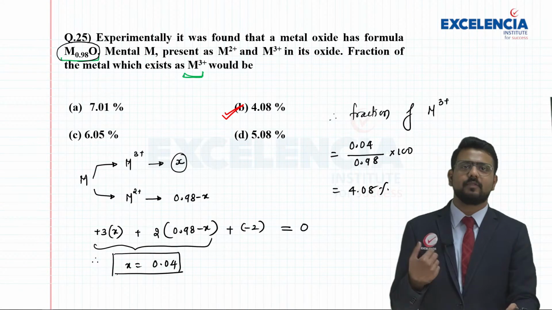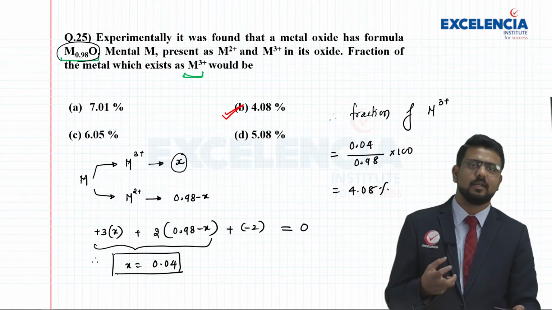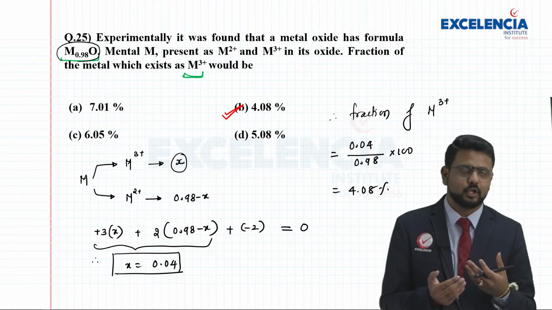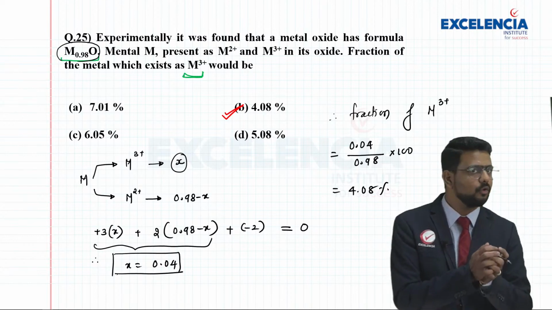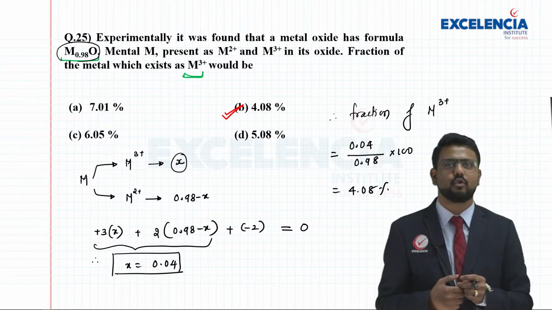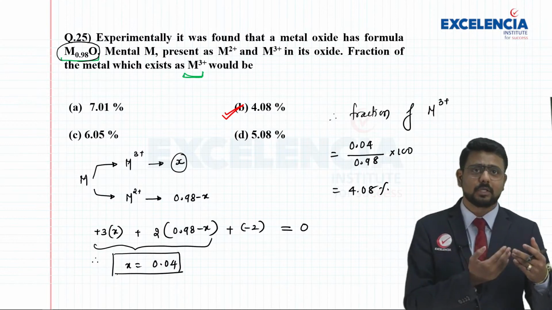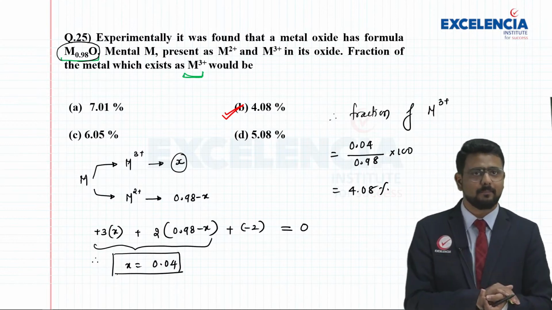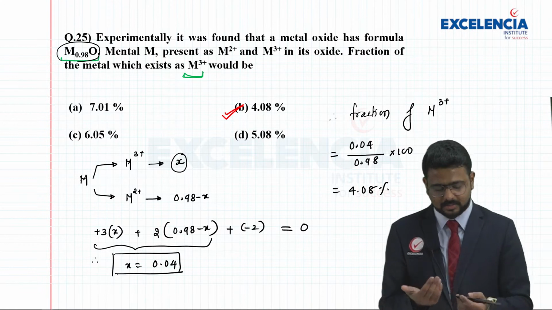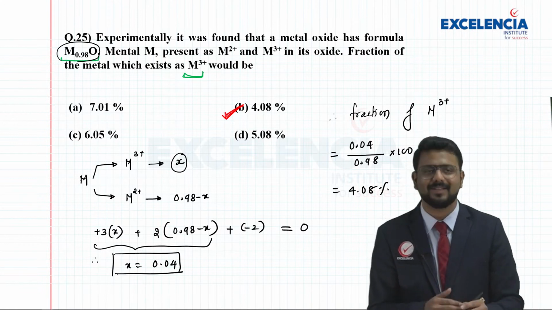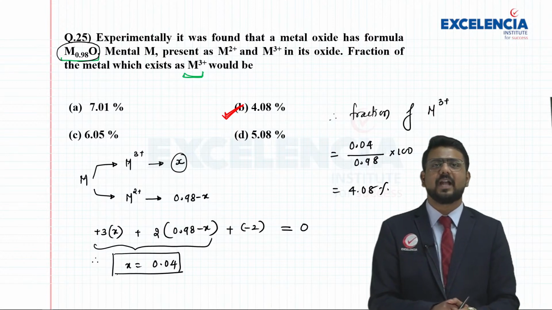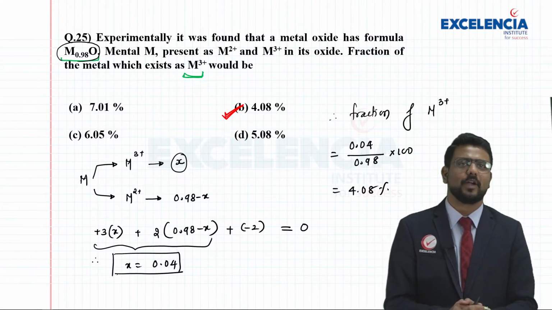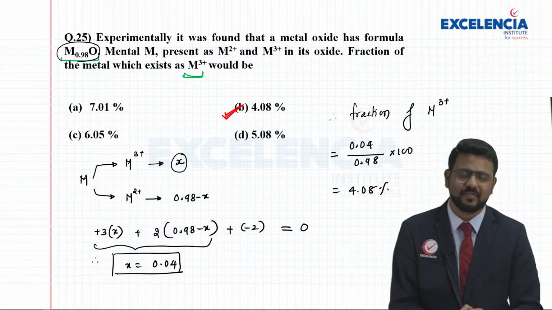So here what we have done is we have found the total charges present on the metal, obviously the charge on the oxygen, we added them, equated it to 0, and from that we found the proportion of M3+, and of course from this you can find the proportion of M2+ as well. But here because they are asking just for M3+, option B is going to be your correct answer, right? So I hope you got a clear understanding with respect to various questions which could be a part of physical chemistry.